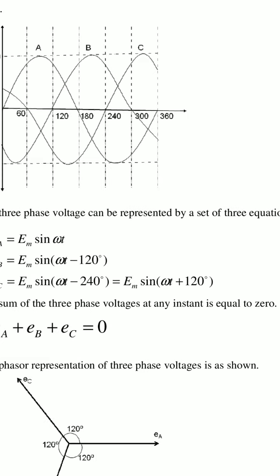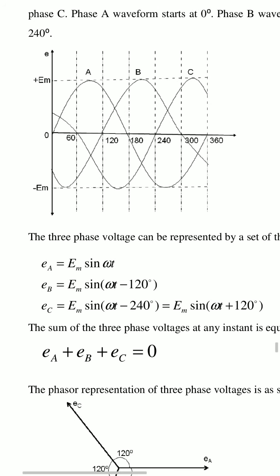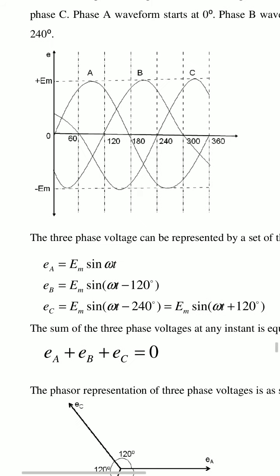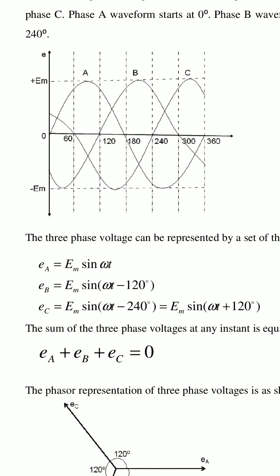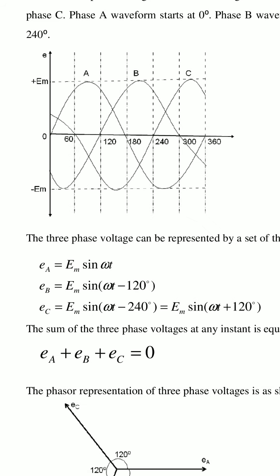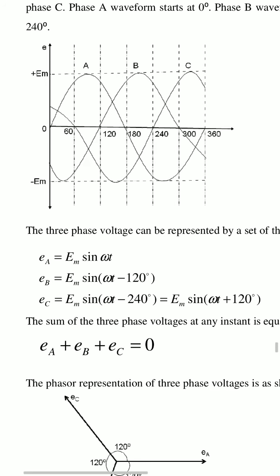So they draw three phase waveforms, and the x-axis is taken as the degrees and the y-axis is taken as the magnitude of voltage, that is E. Here they are showing in the figure A phase, B phase, C phase, and how much they are displaced in phase angle. Each one is 120 degrees.